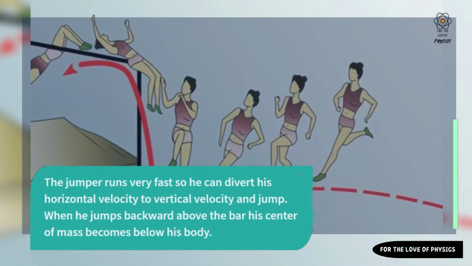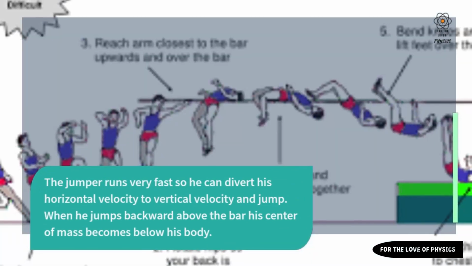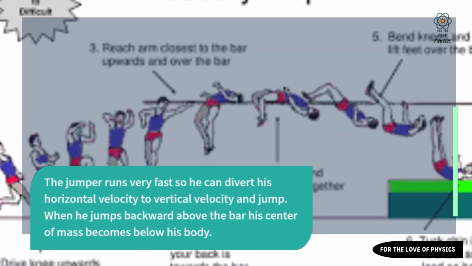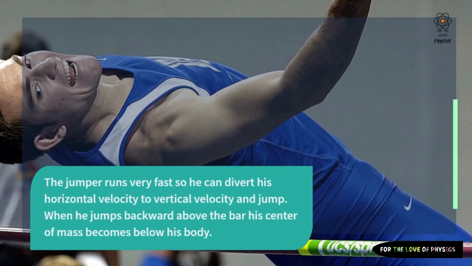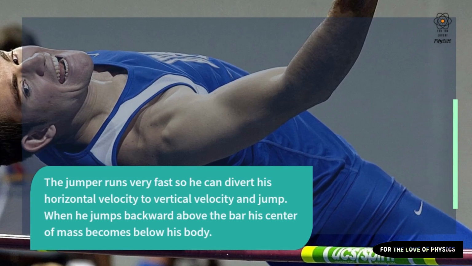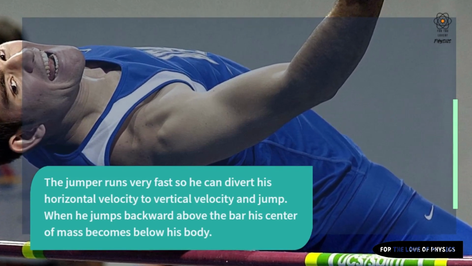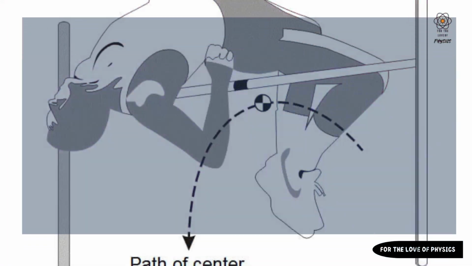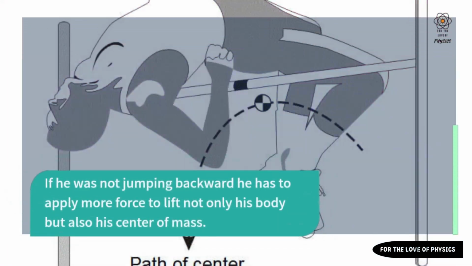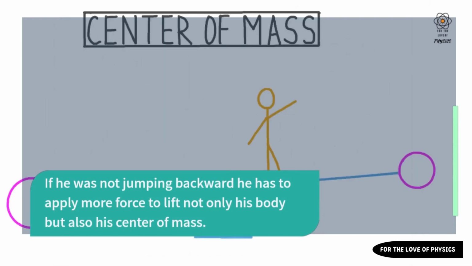The jumper runs very fast so he can divert his horizontal velocity to vertical velocity and jump. When he jumps backward above the bar, his center of mass becomes lower than his body. If he was not jumping backward, he would have to apply more force to lift not only his body, but also his center of mass.